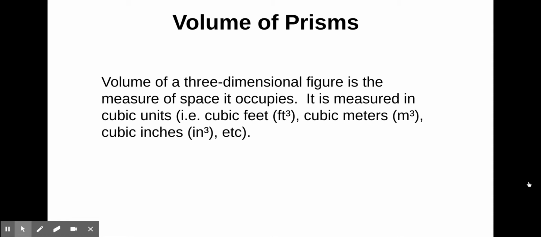All right, so volume of prisms. Volume of a three-dimensional figure is the measure of space it occupies. It is measured in cubic units, be it cubic feet, cubic meters, or cubic inches. So just when I couldn't get you guys to be square and stuff, now I'm trying to get you guys to put cubic units in there. So we'll see how you relate to that one when you remember to put units. All right, let's go to the next slide here.